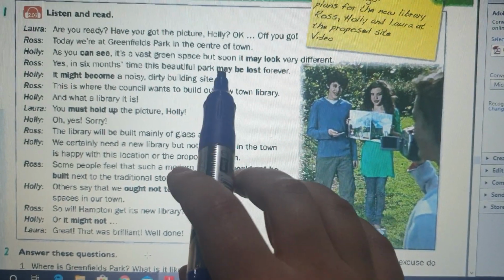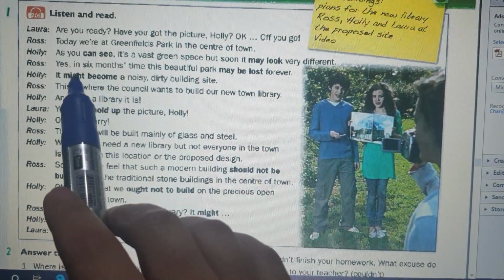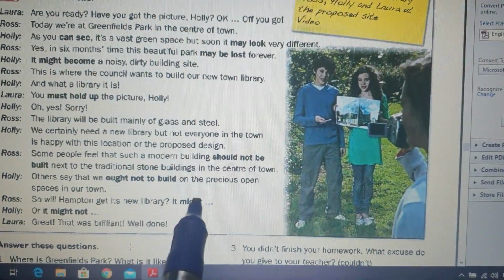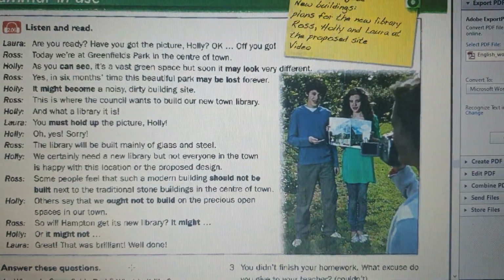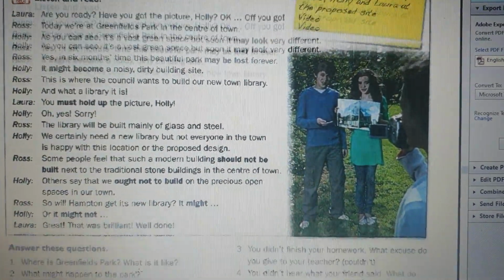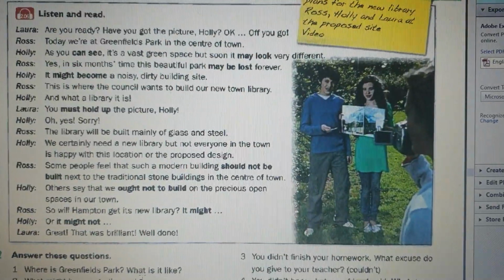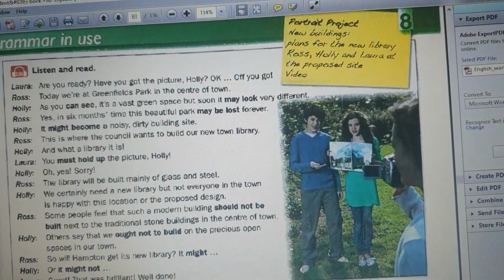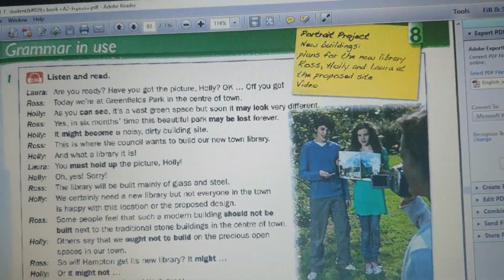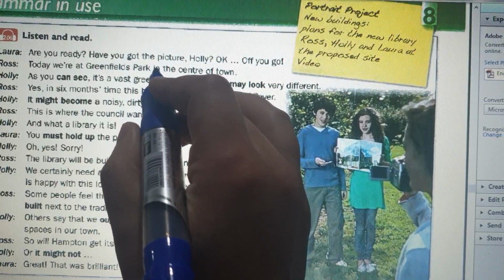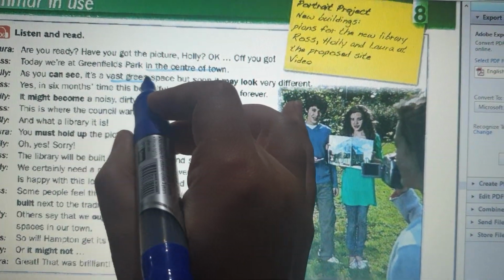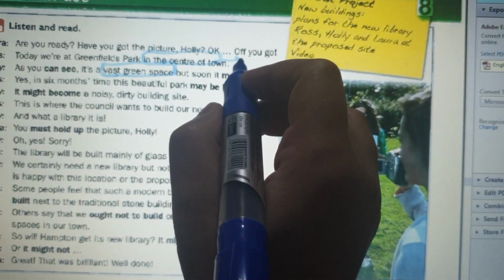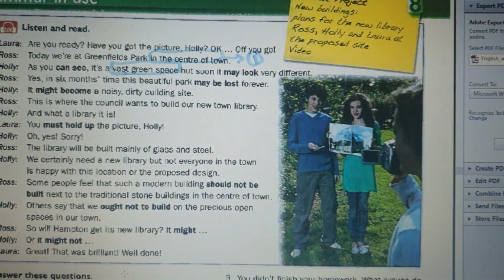It may look, it may be lost, it might become, can see, might not. It is used over here. I will answer the questions for you. These 6 questions I will underline, and you can underline with me. Question number 1, where is the Greenfields Park? What is it like? It is in the center of town. It's a vast green space. So these are for question number 1.